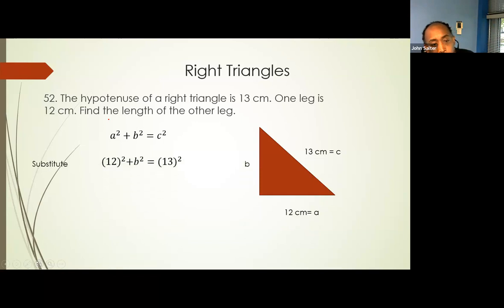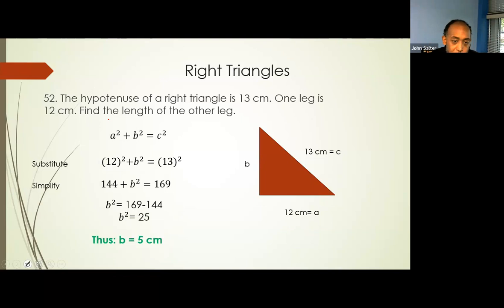Plug in my numbers. It'll look like this. I know how to do the squares. So if I did that, I get 144 plus b squared equals 169. I'm solving for b, so I subtract 144 on both sides, and I get 25. Take the square root to get b by itself, and b is equal to 5. This is actually a pretty common triangle. The 5, 12, 13 is one of them you'll see a lot, along with the 3, 4, 5.